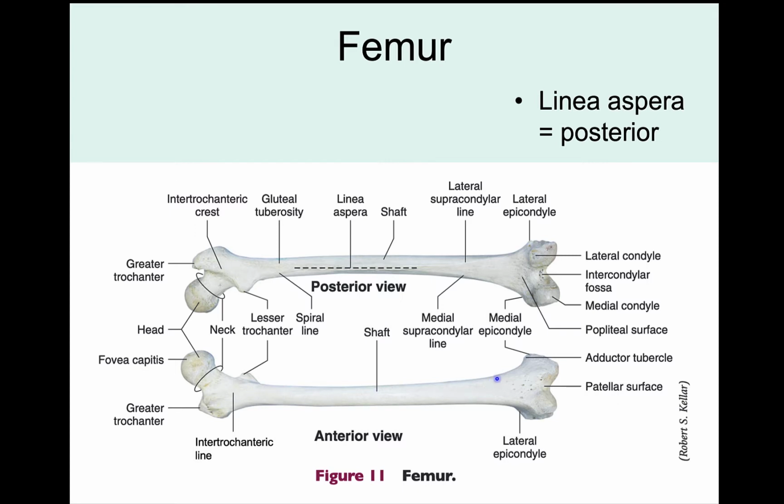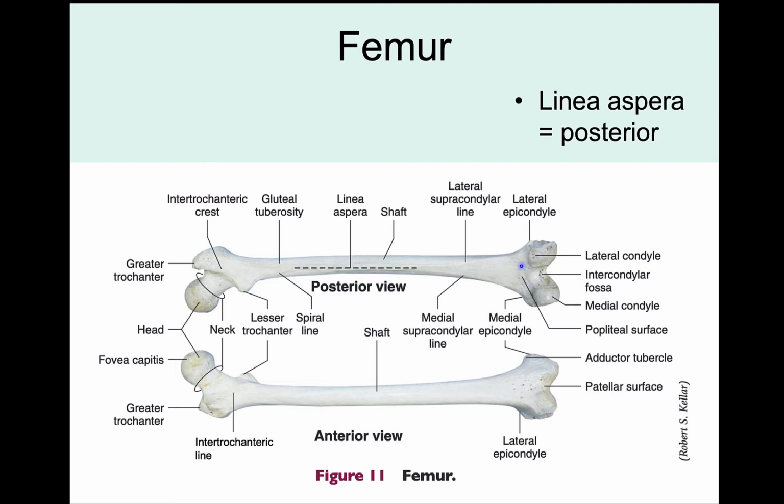Moving distally, we see our medial and lateral condyles. On our posterior view, we can see that there's these really nice, large, rounded surfaces here that are going to articulate with the tibia. On those condyles, we see the lateral and medial epicondyles, if you remember the bumps on the bumps. And we see our adductor tubercle here, where again, adductor muscles will insert.